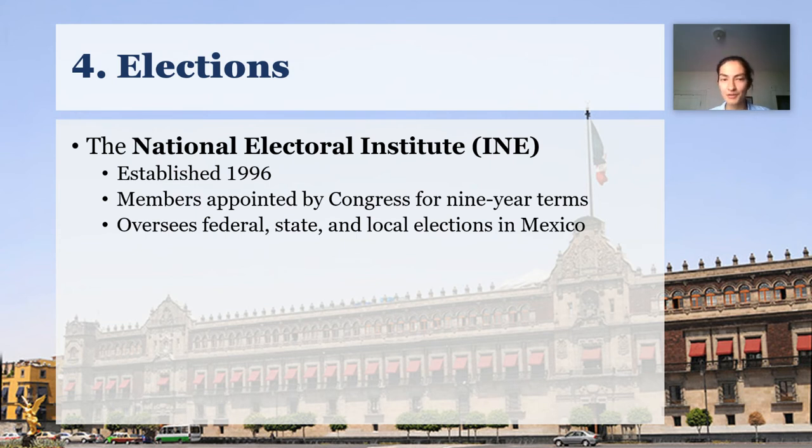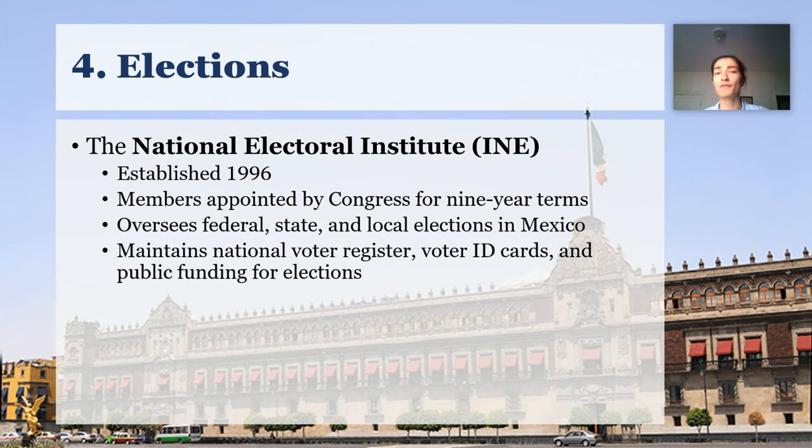When it's first established, it's called the Federal Electoral Institute. It just oversees federal elections. In 2014, they renamed it to its current name, and they added responsibilities for supervising state and local elections. The goal here is to make elections more transparent and more reliable by taking the administration and supervision of elections out of the hands of a political appointee who is directly answerable to the president of Mexico and putting them into the hands of a much more independent institution that in theory can gain public trust.